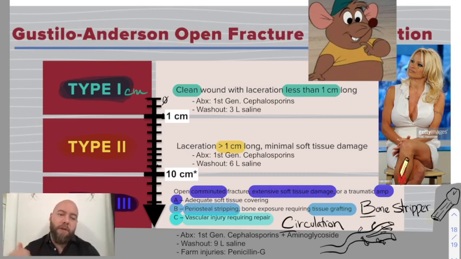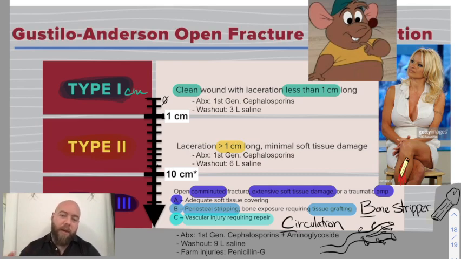So let's review. Type 1, less than a centimeter. Type 2, greater than 1 centimeter. Type 3 is greater than 5 or 10 centimeters, okay? Type 3 is open comminuted with extensive soft tissue damage. Subtypes are 3A, B, and C. A for adequate soft tissue coverage. B for bone stripping. C for circulatory compromise.